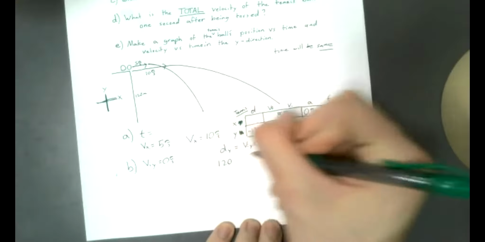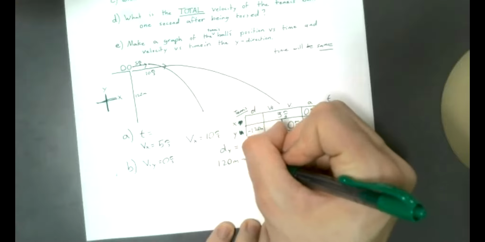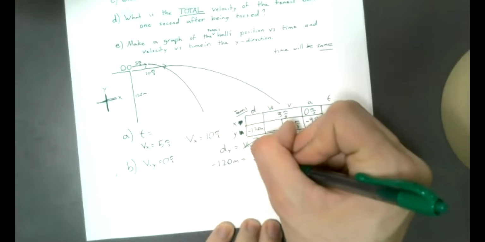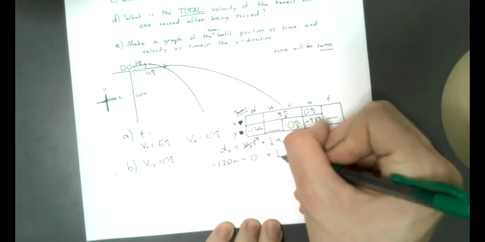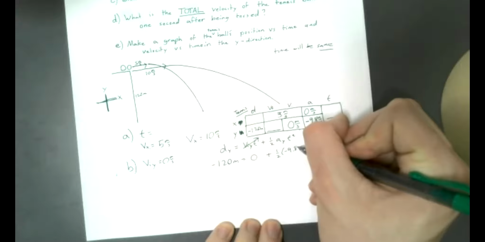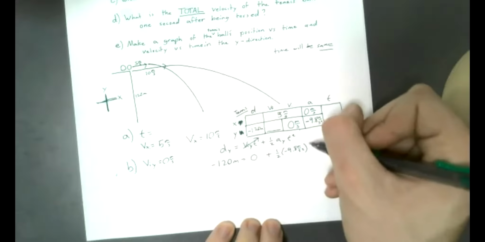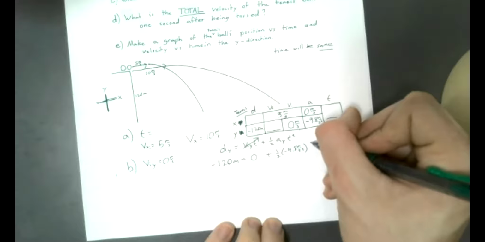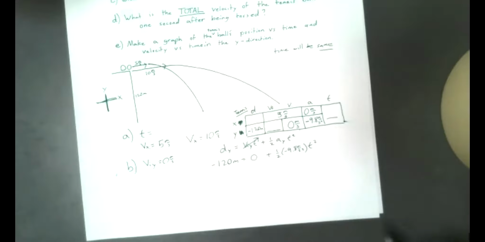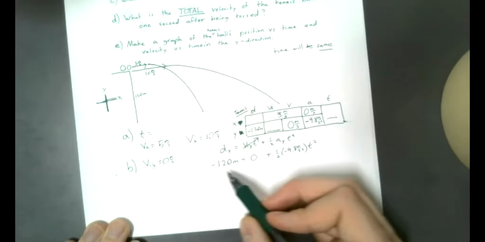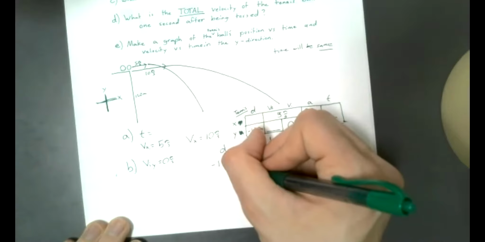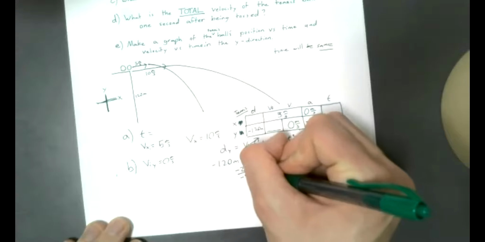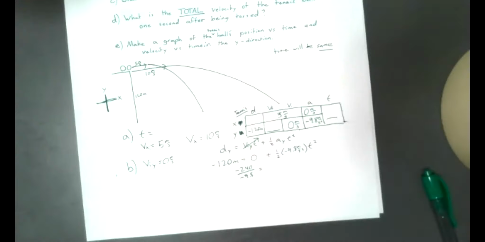So negative 120 meters is equal to, this initial velocity term goes to 0, plus 1/2 times negative 9.8 meters per second squared, times the time, which is what we're solving for. And so I can multiply this by 2 and then divide by negative 9.8. So negative 240 divided by negative 9.8, that's going to give me my time.